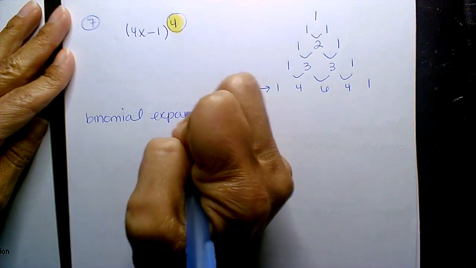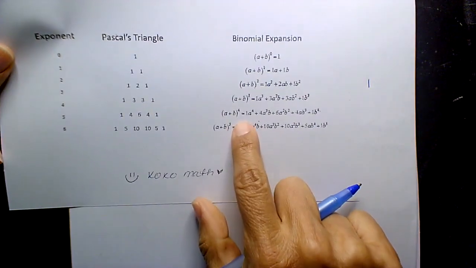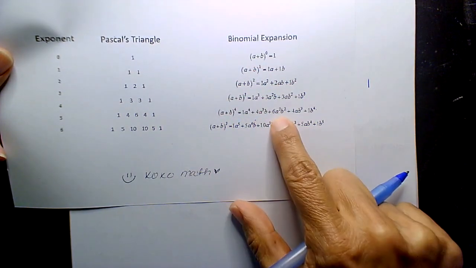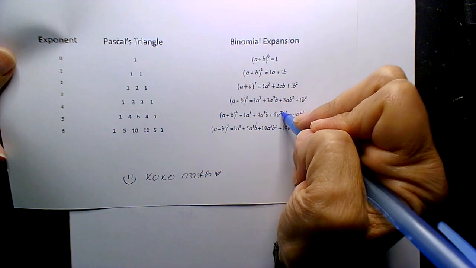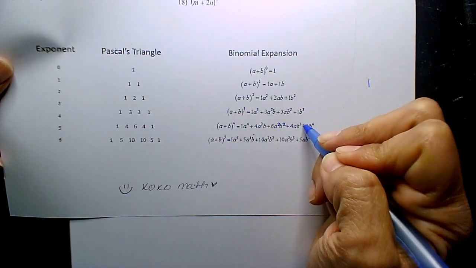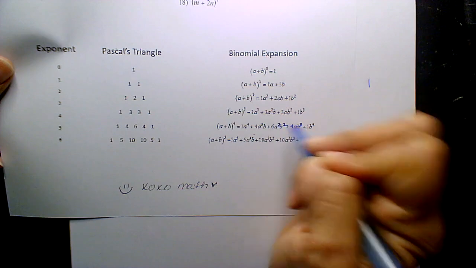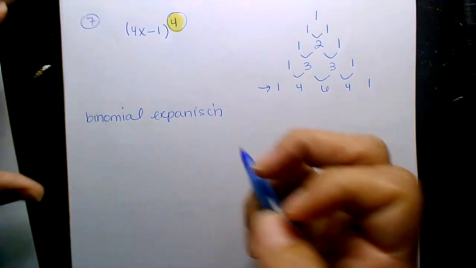So binomial expansion first. Everything's going to get written in parentheses here. So 1a to the 4th, 4a cubed b, 6a squared b squared, 4ab cubed, and 1b to the 4th. Okay, so here we go.